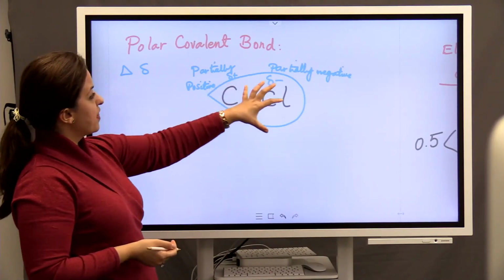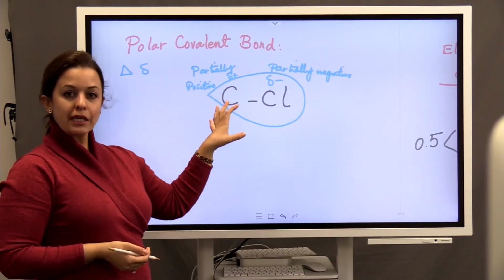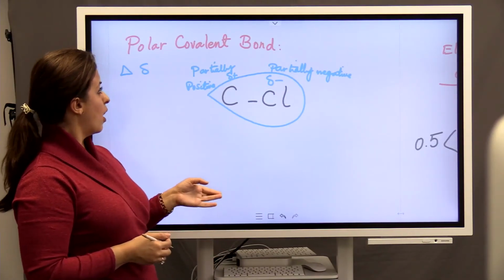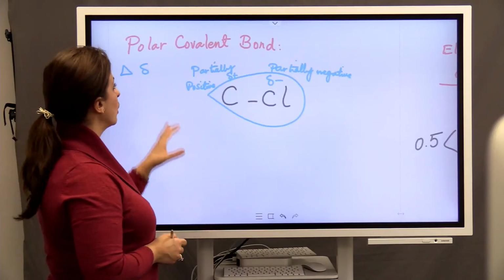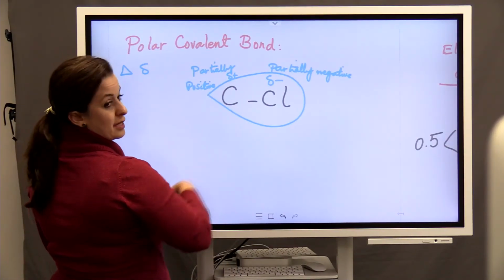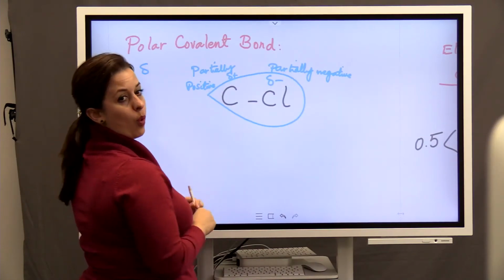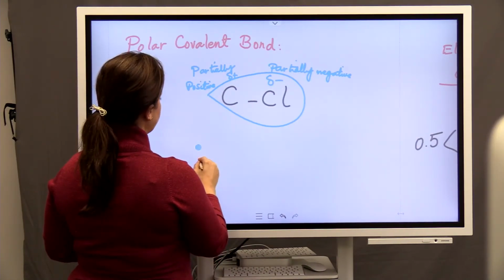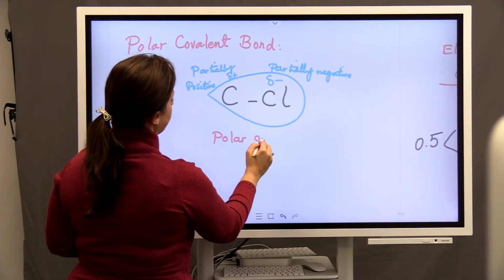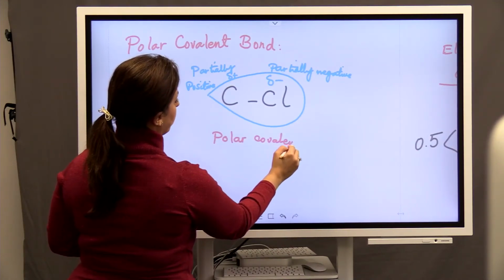So, if there is an electronegativity difference between the atoms that participate in a covalent bond, such a bond is called a polar covalent bond. It's polarized. One side is more negative, one side is more positive. So we call it a polar covalent bond, or just basically we call it a polar bond.